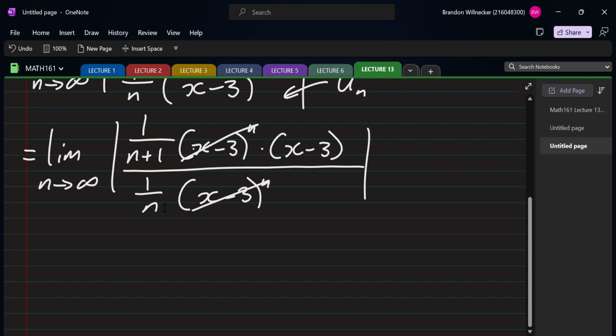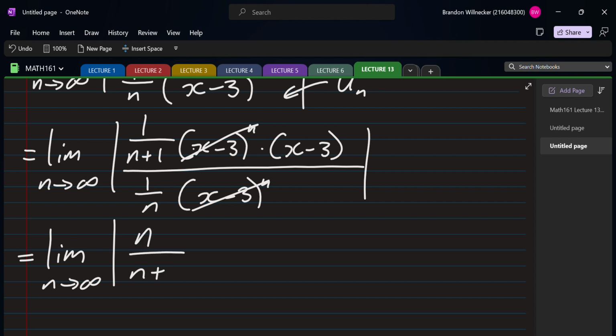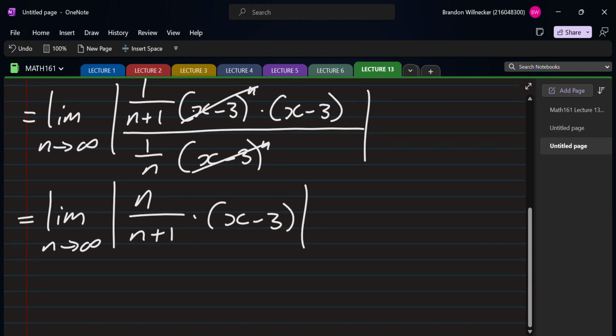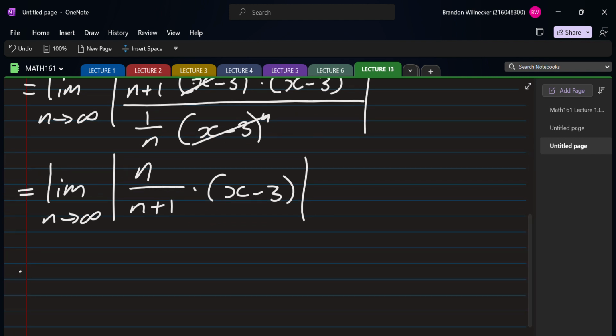Now, in the bottom, we have divided by 1 over n. So that's similar to dividing by 1/2. If you divide by 1/2, that's the same thing as timesing by 2. Or if you divide by 1/4, that's the same thing as timesing by 4. So this 1 over n, we can take it to the top and just make it n. So we have the limit as n goes to infinity, n over n plus 1 times x minus 3. Okay, because the x minus 3 to the n, that got cancelled. Now this x minus 3, that has nothing to do with n, we can take it outside of the limit. Remember to include the absolute value.